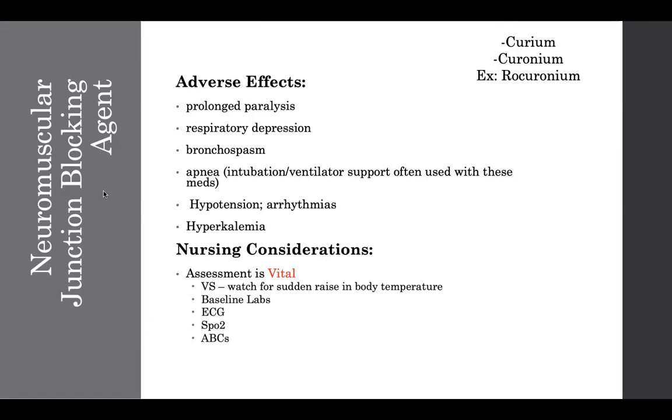Some adverse effects of these are prolonged paralysis, respiratory depression. Again, that's really common with any type of drug that's in this class. Apnea, hypotension, arrhythmias, and hyperkalemia. Your assessments are super, super vital when you are using these agents with your patients. You want to make sure you're watching your vital signs. Watch for that rise in body temperature because it's really common with this one too to see that malignant hyperthermia. You want to get your baseline labs just so you can make sure that while you're using these agents, nothing's drastically changing.